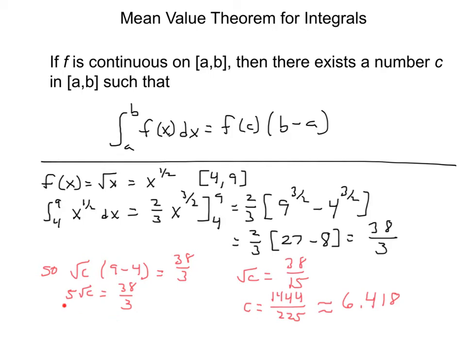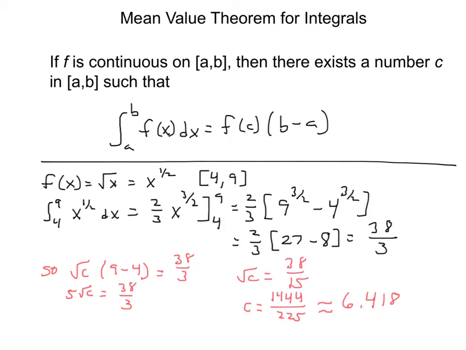When I go through and multiply both sides by 1/5, or divide by 5, however you want to look at it, I get that the square root of c is 38/15. Squaring both sides, I get 1,444/225, which in my calculator comes out to be about 6.418.